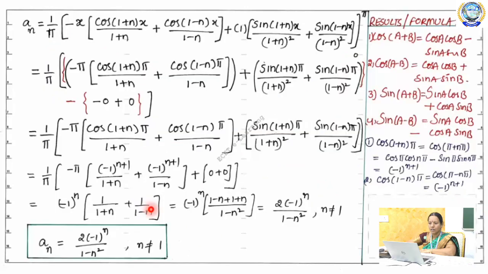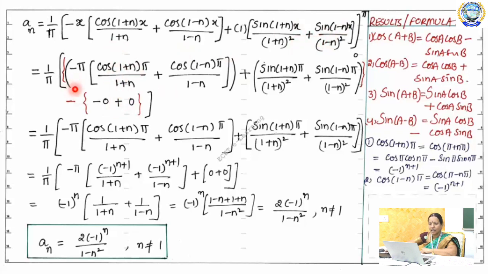Now here, 1 by pi minus x cos (1 plus n) x by (1 plus n) plus cos (1 minus n) x by (1 minus n), plus 1 into sine (1 plus n) x by (1 plus n) whole square plus sine (1 minus n) x by (1 minus n) whole square, over the limits 0 to pi. Now, you have to substitute the upper limit and lower limit. We get this value. After substituting the lower limit, we get 0. The second part will be 0.